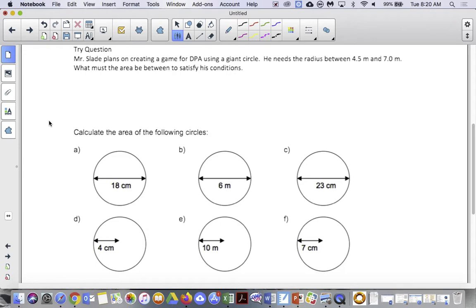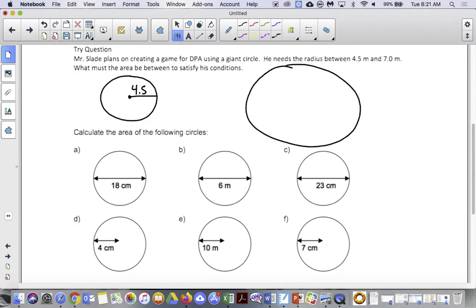Okay, so hopefully you tried those questions and were successful on most of them. This first one is a word problem, and remember, whenever I say you have word problems, you must draw a circle. So here's one circle with a radius of 4.5, and here is another circle with a radius of 7.0 meters. And it says that the area must be between these two circles.